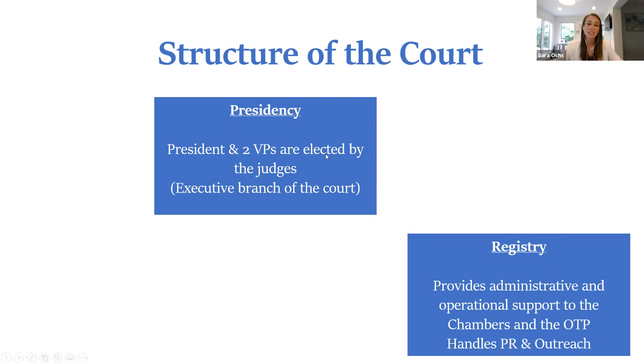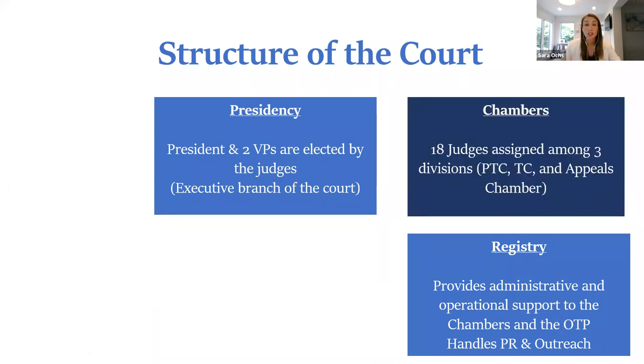The second unit is the registry. They handle a lot of the administration of the court, as well as things like outreach for victims and public relations for the court. And then the first of the really important units of the court are the chambers.